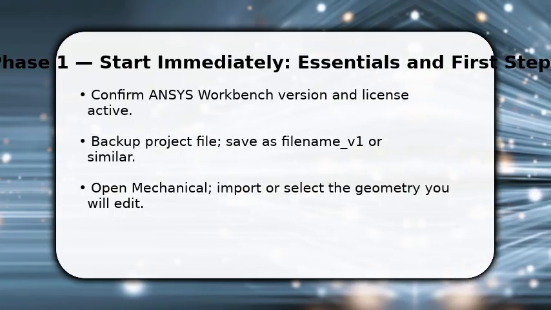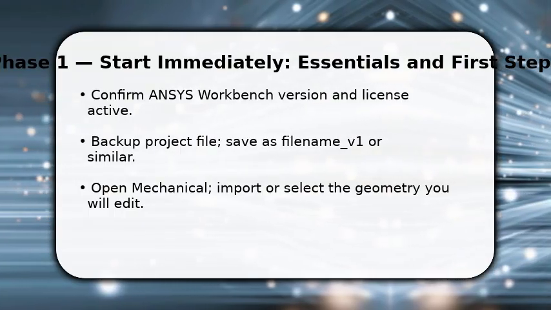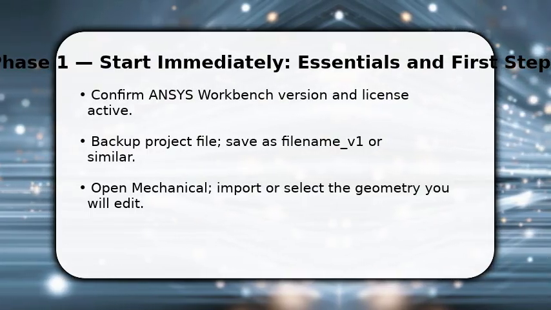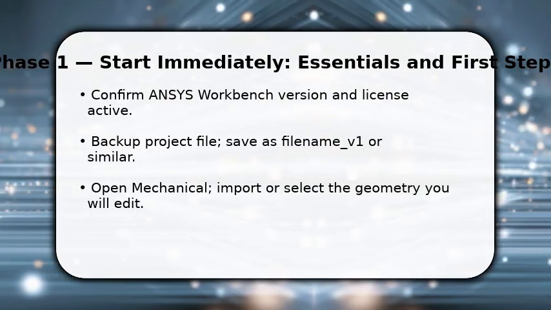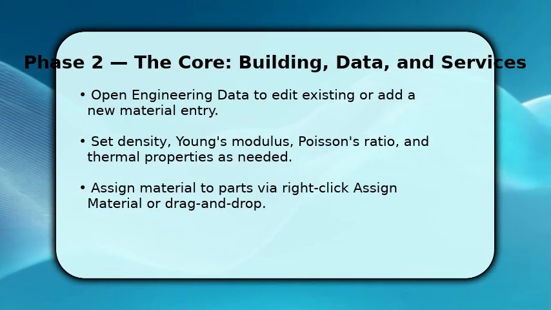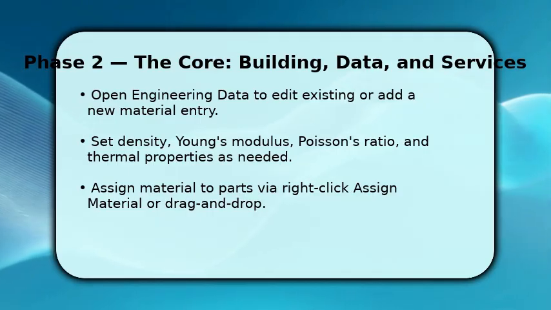You will see the tree on the left. Expand materials to view current assignments. Begin by selecting the part or body whose material you want to change, because selecting first scopes the change to the right object. Next, open engineering data to edit properties or create a new material.